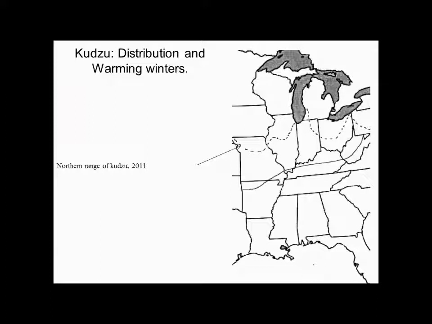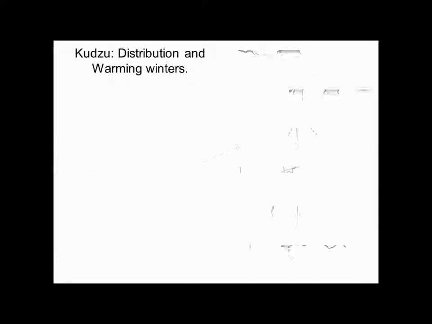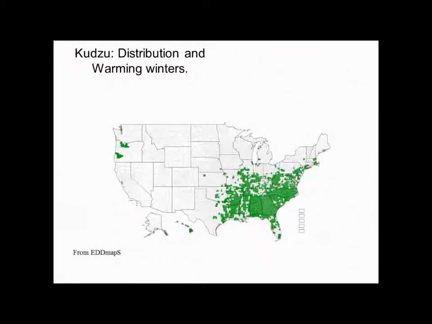So that's the northern range of kudzu as of 2011. You can see now it's moved forward. This is the dashed line. And from EDD maps, each of the green dots is a county that's experienced at least one report of kudzu.